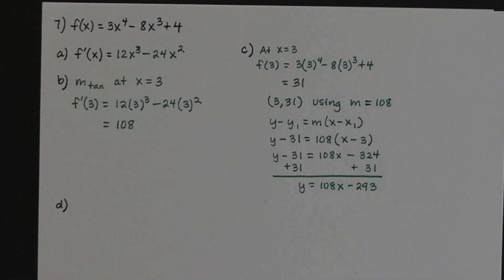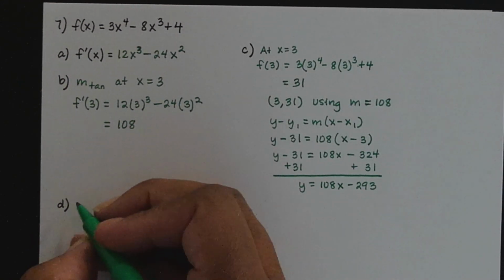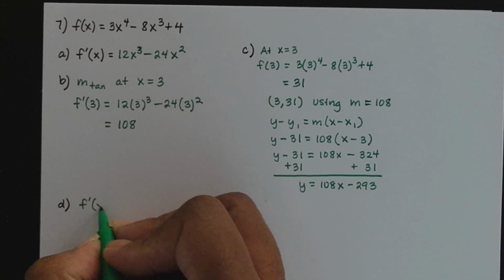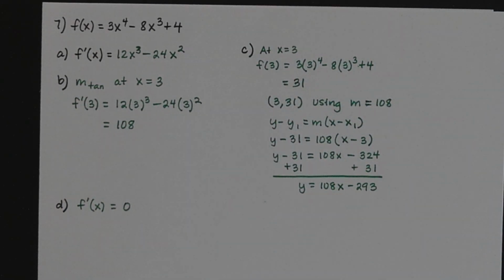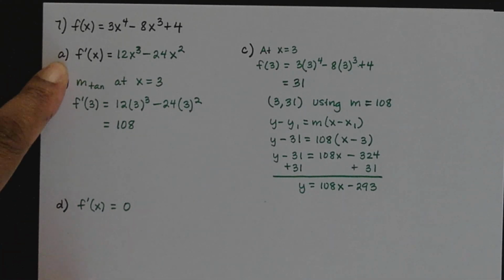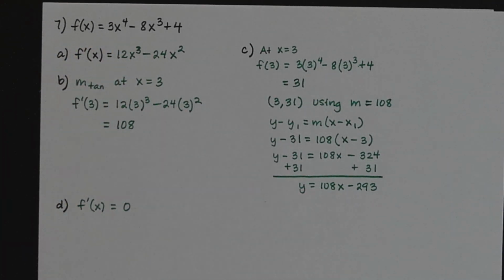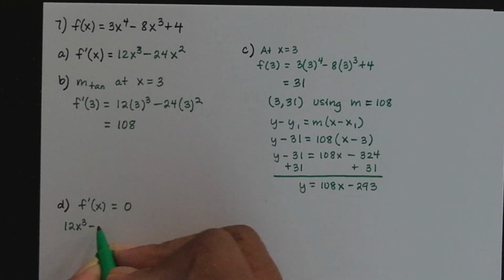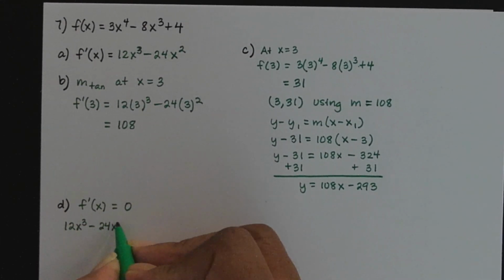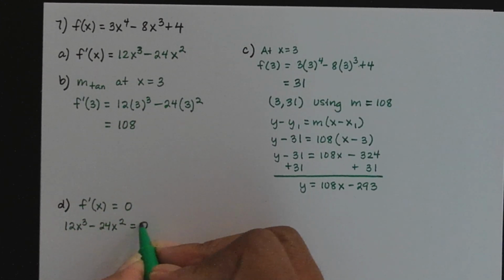That means that our slope has to be 0. In other words, f prime of x, which of course represents the slope of the tangent line, must be equal to 0. Well, if you go back to part A, we found out that f prime of x was 12x cubed minus 24x squared, and we're going to set that equal to 0.